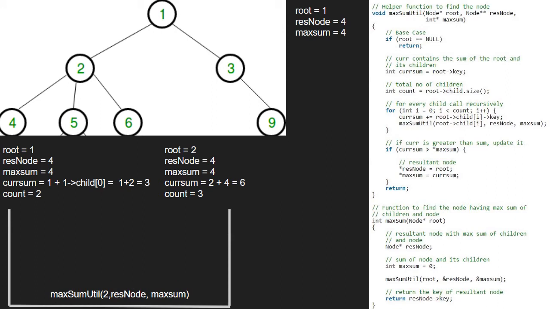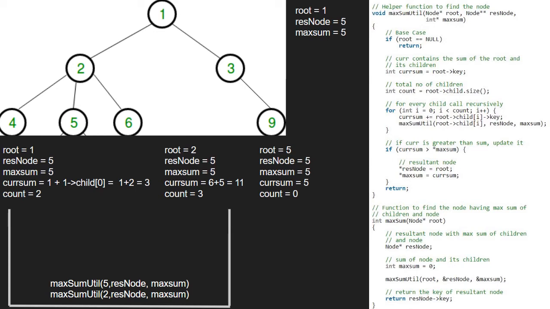Execution for node 2 is resumed and now we update cur sum to cur sum plus 5 and pass the next child of 2, that is 5. Now cur sum will be 5 and as node 5 does not have any children, count will be 0. As count is 0, we don't enter the for loop and check if cur sum is greater than max sum. As it is true, we set rest node to 5 and max sum to cur sum. We return to the previous call.